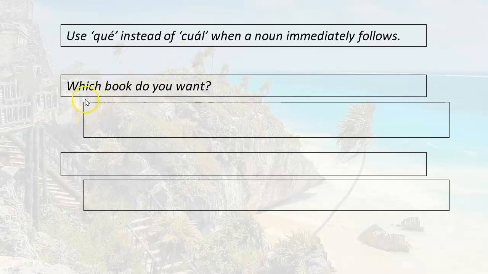But if I want to ask the question, which book do you want? The question would be, ¿Qué libro quieres? Instead of saying cuál libro, remember the rule says use qué instead of cuál when a noun immediately follows. So we have a noun immediately following the which. So in Spanish you use qué. ¿Qué libro quieres? Which book do you want?